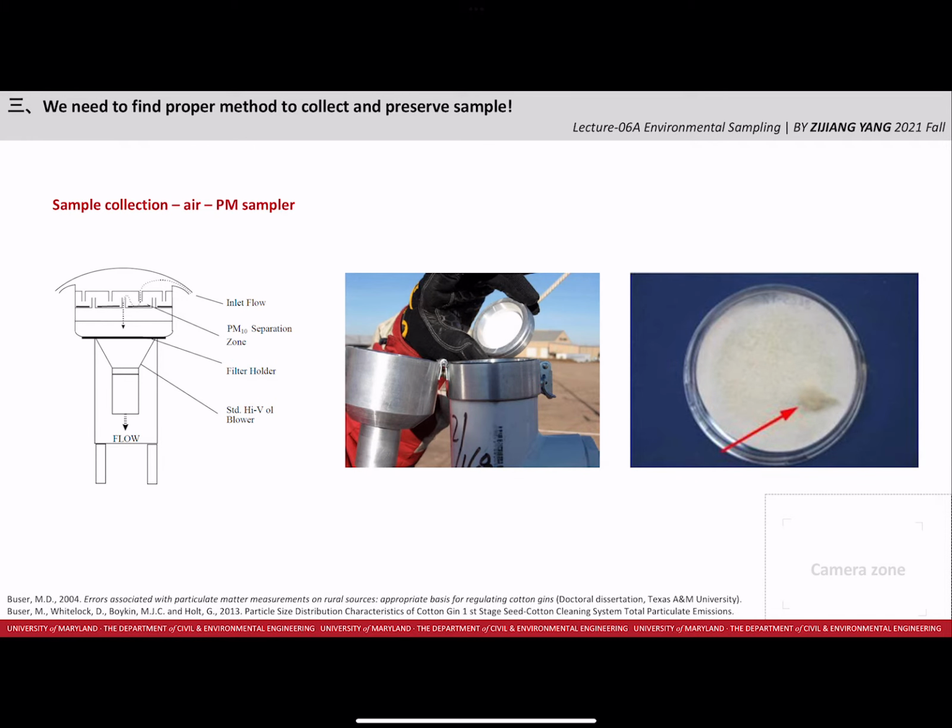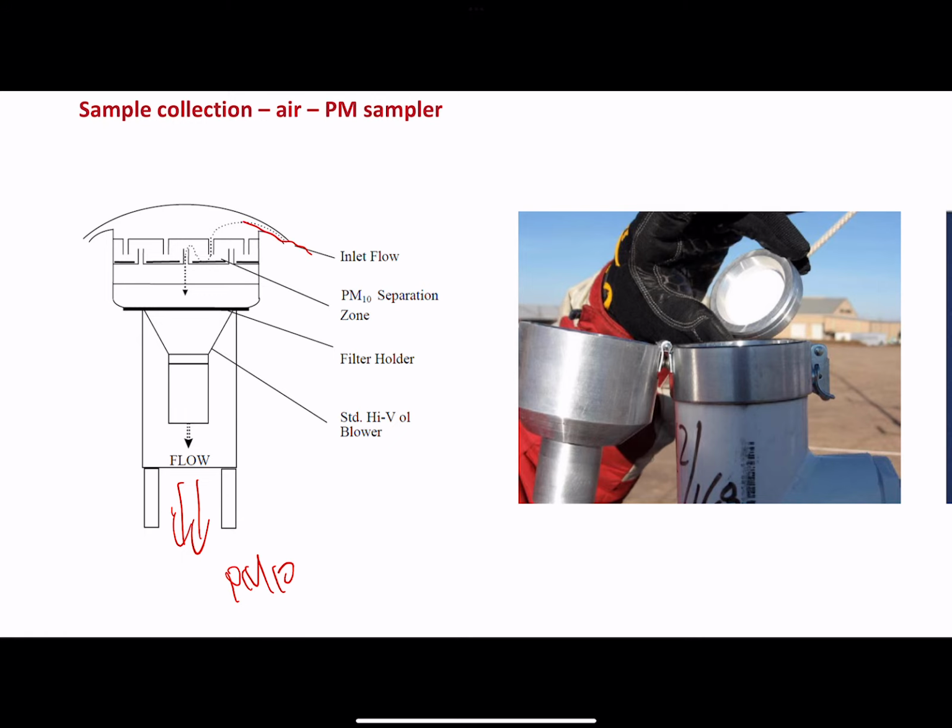And here shows the internal structure of what I think is a PM10 sampler. Basically, we have a pump absorbing air from this side, and the air goes into this sampler. We have some complicated wind paths. If we have very large particles, because of their heavy mass, they will just be thrown on here.